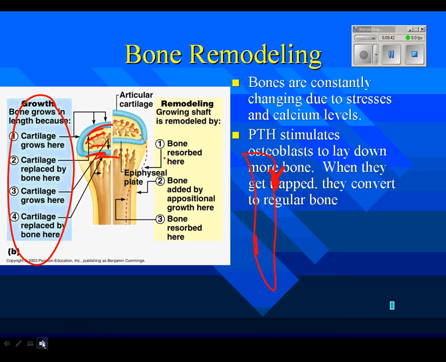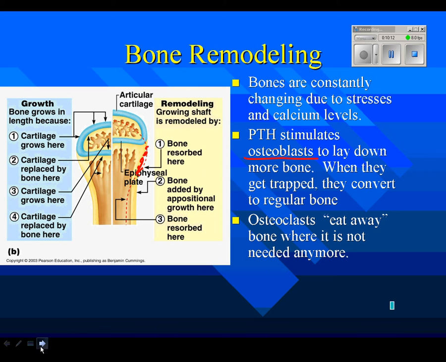So a hormone called parathyroid hormone or parathormone stimulates things called osteoblasts. Osteoblasts are bone-laying cells that lay down bone. And when those osteoblasts get trapped, they convert to regular bone, and I'll show you this in a minute. Okay, so on here there's literally bone growing cells laying down bone.